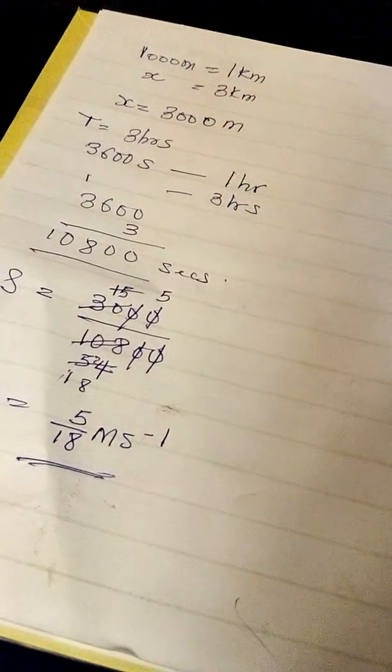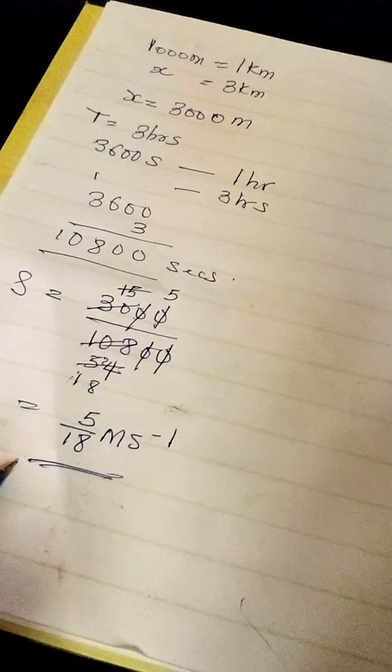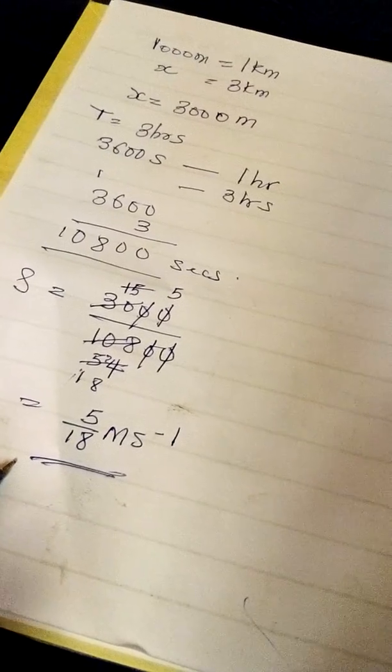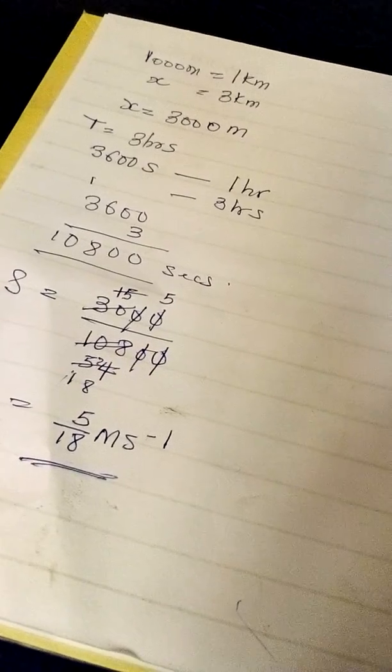So we are continuing from where we stopped. So this is the speed of a body. Okay, so that is how we can calculate the speed of a body.